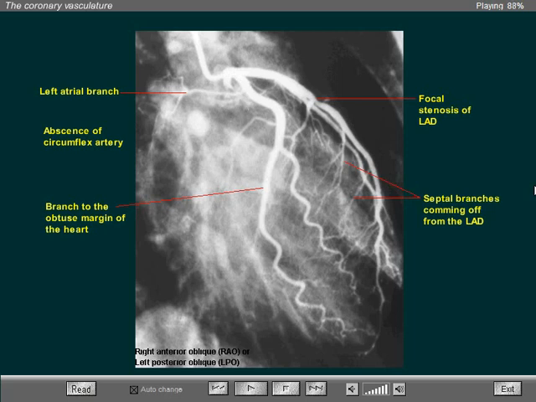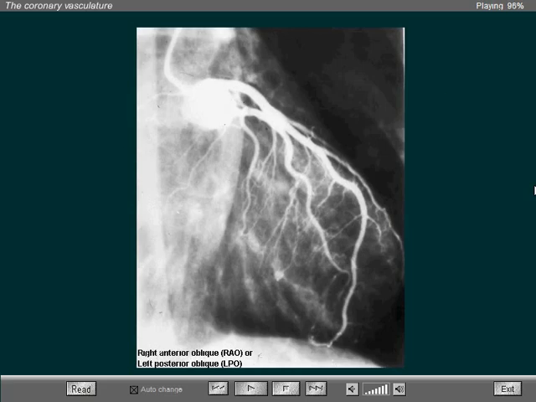Another criterion to recognize the LAD is to note that it curves around the apex of the heart. It becomes the longest branch of the left coronary arterial tree, as seen in the next angiogram, where you can see prominent septal arteries and the LAD going around the apex of the left ventricle.